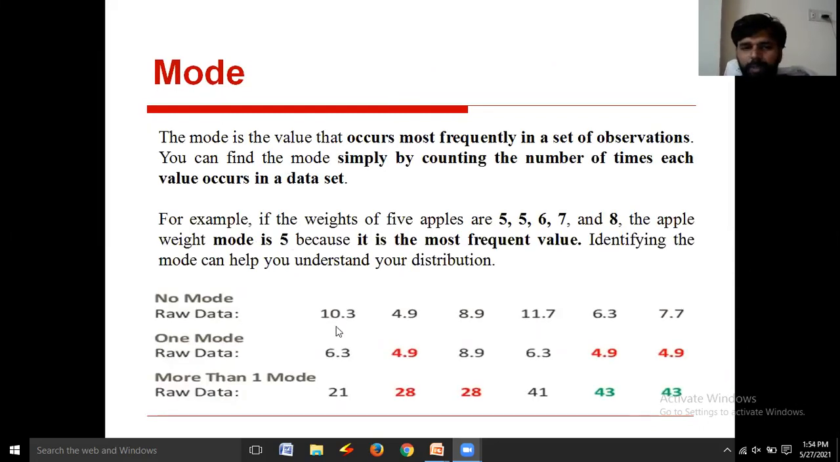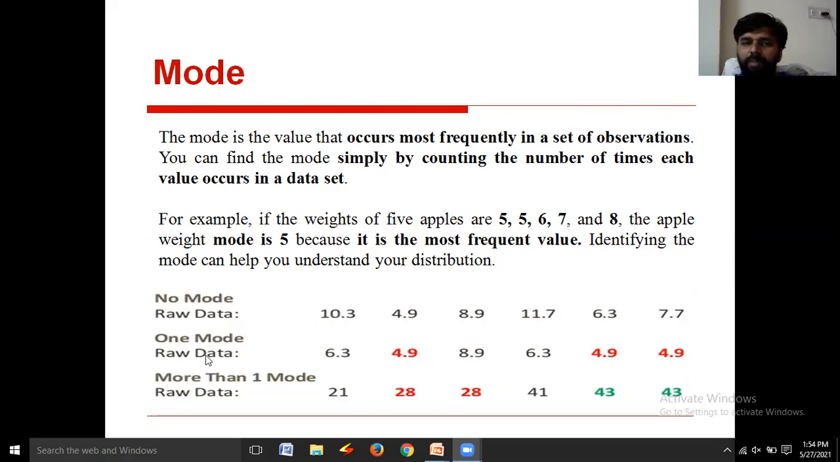Then we discussed mode. See, here mode is what? Most occurring value, the value which is repeated many a number of times, more number of times, right? Such kind of values are called mode values. Here observe these 3 data sets. Here the first row shows there is no mode. Why? Because each element appears only once in the data set.